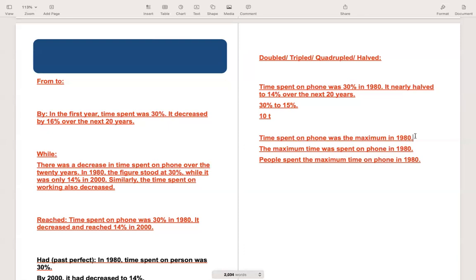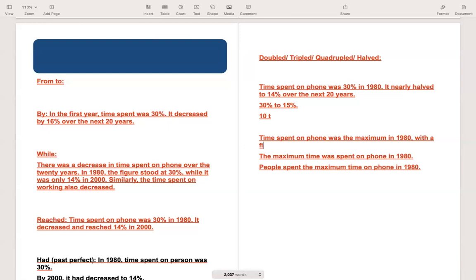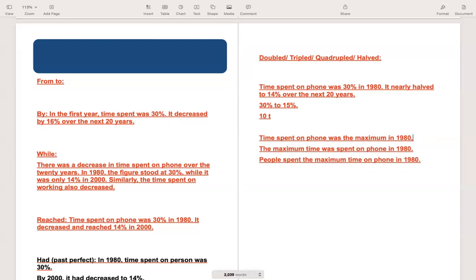Yes, with maximum time, with a figure of 30%. Figure of 30. Okay, good. Or another option: at. You can also use at 30%. Okay. Any other option? Does anyone know another way to put that?